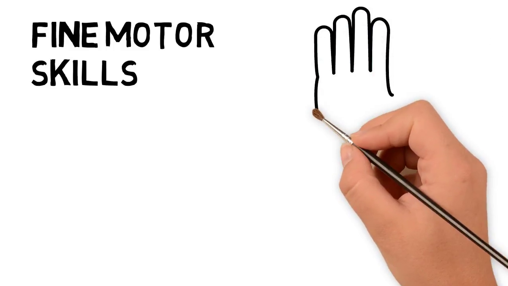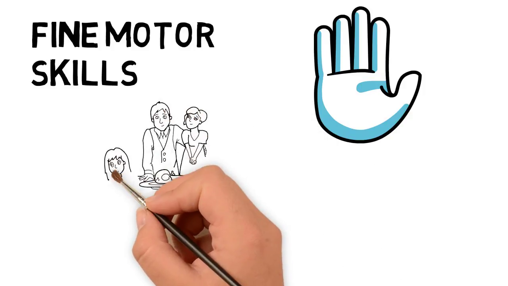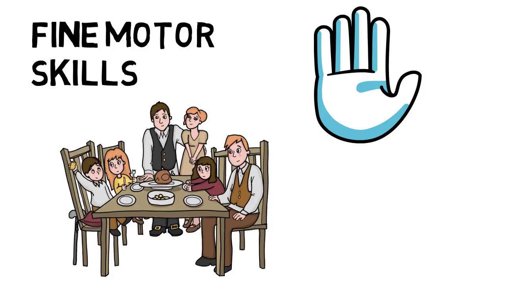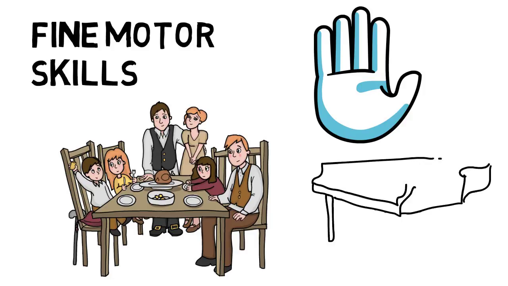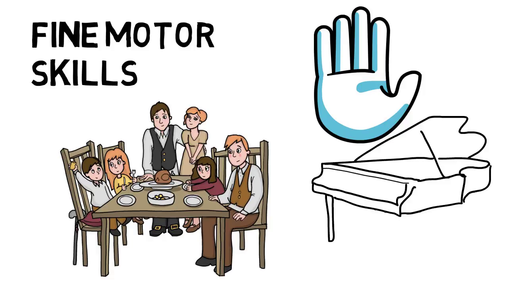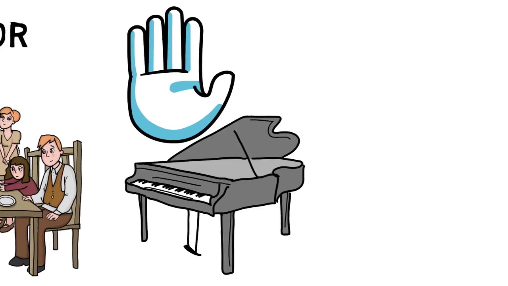Now the second characteristic is fine motor skills. Now these are activities involving hands and fingers. So people with dyspraxia may have issues using a knife and fork while eating. So to give an example, John is having difficulties playing the piano because his dyspraxia is affecting his fine motor skills.